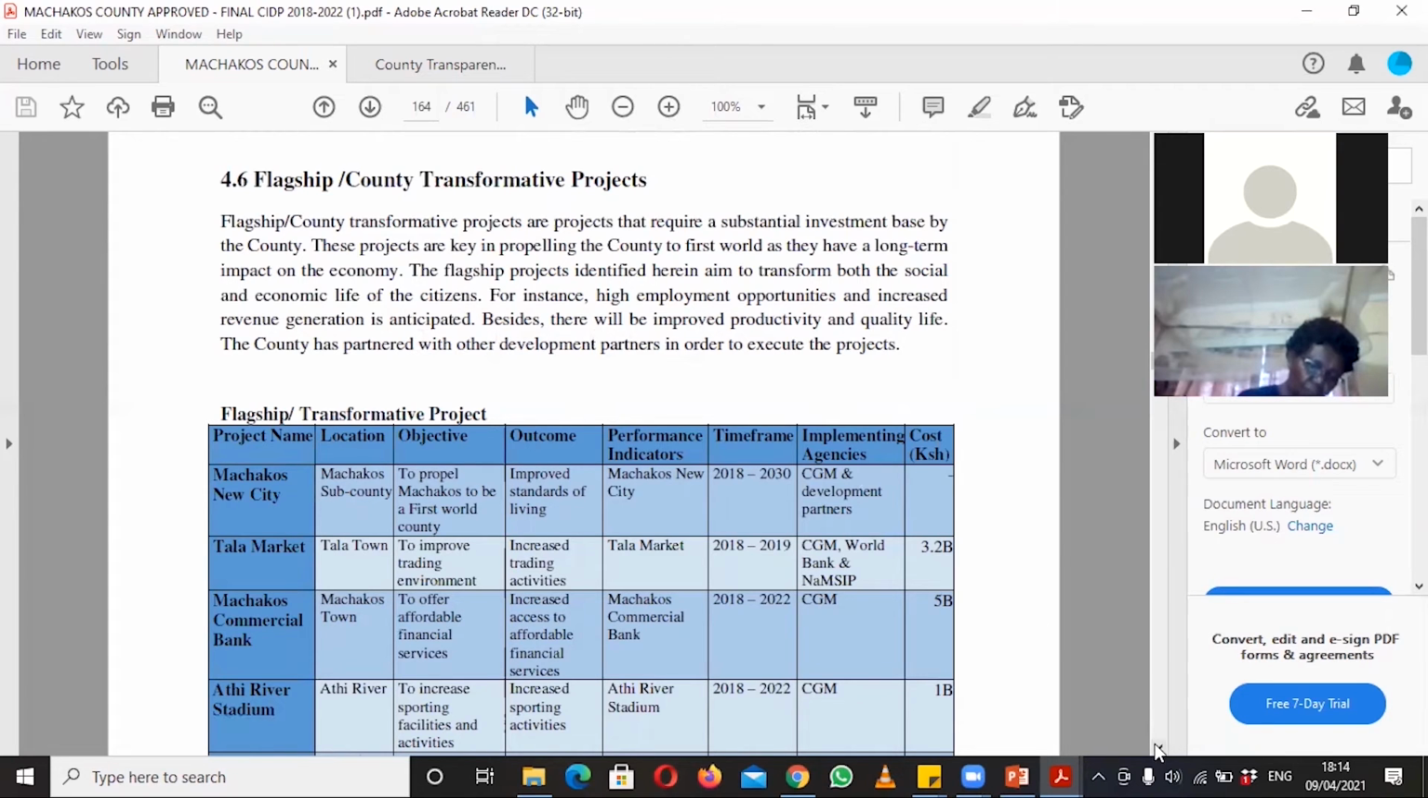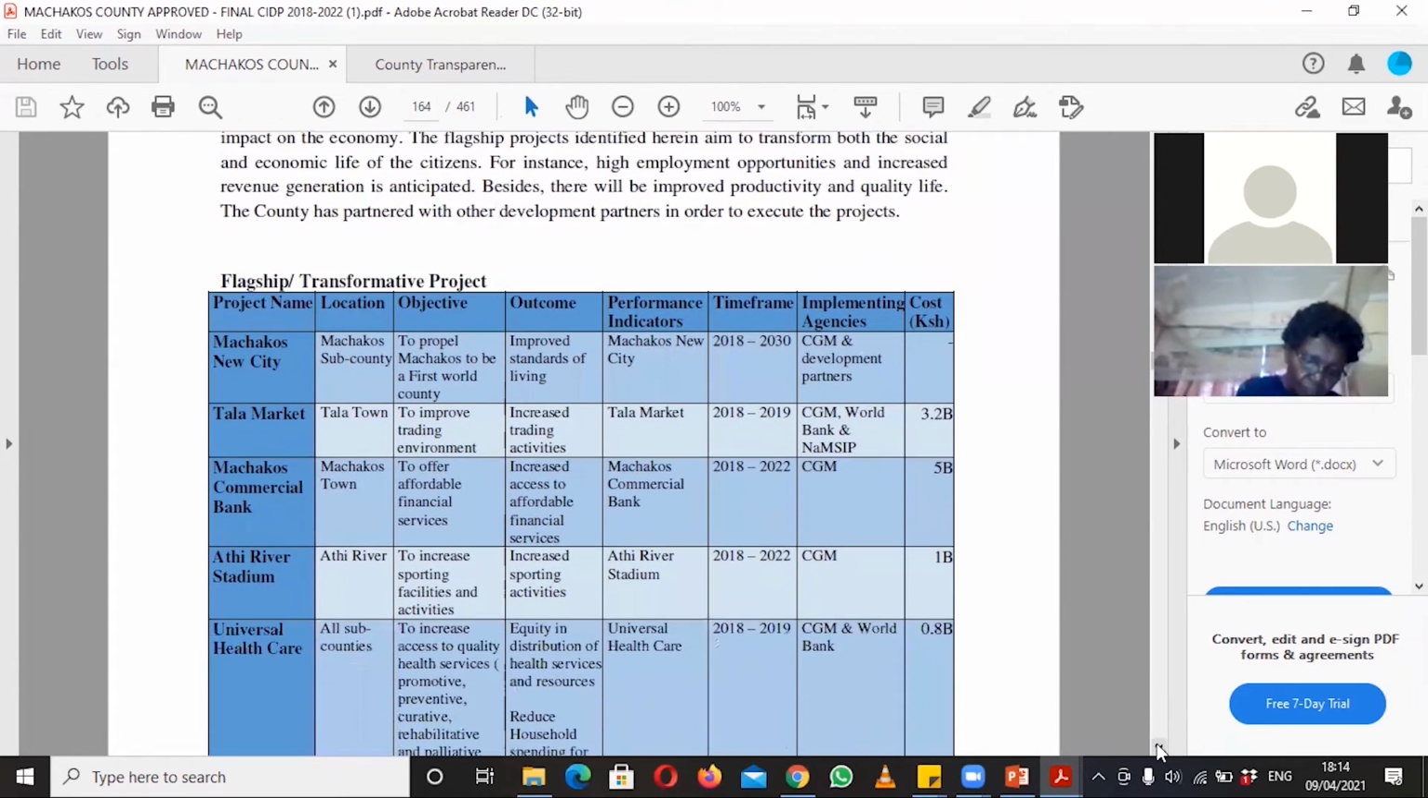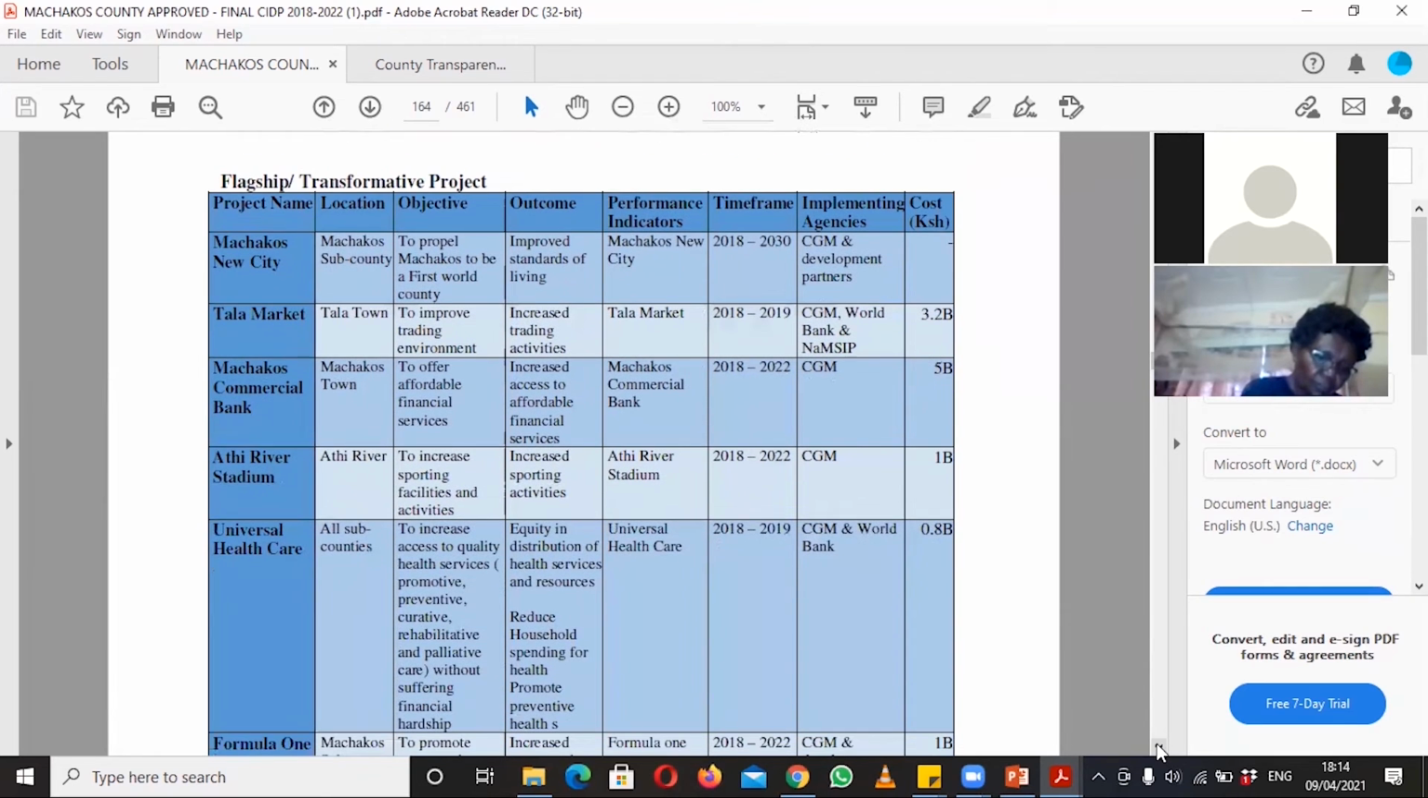So you can see the flagship or transformative projects that Machakos had intended to do in the years 2018 to 2022 are these. They expected to have Machakos New City. They have given us the location, Machakos sub-county. Objective, to propel Machakos to a first world county. Outcome, improve standards of living. The time frame they have given here is 2018 to 2030. And the implementing partners they have also stated there: county government, ministries and development partners.